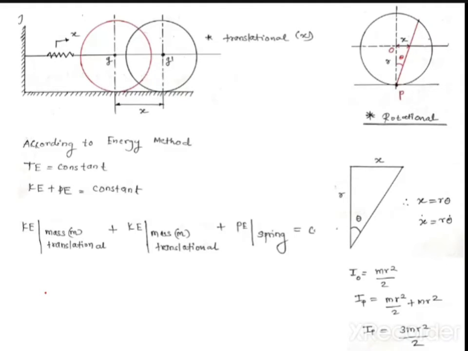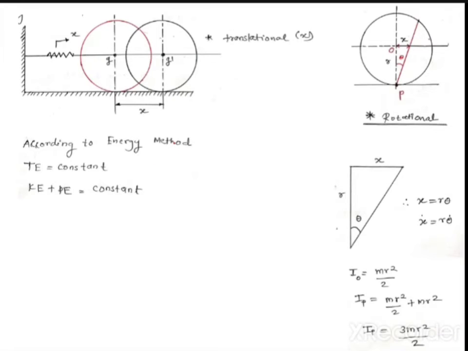Okay, now the rest is simple according to the energy method. First tell me, have you understood this analysis? Which analysis? Translational analysis and the rotational analysis. And IP is equal to 3mr square by 2, how did I find this? Quickly send a message, our problem will end in 5 minutes. Okay, let's go. So the rest is easy now.